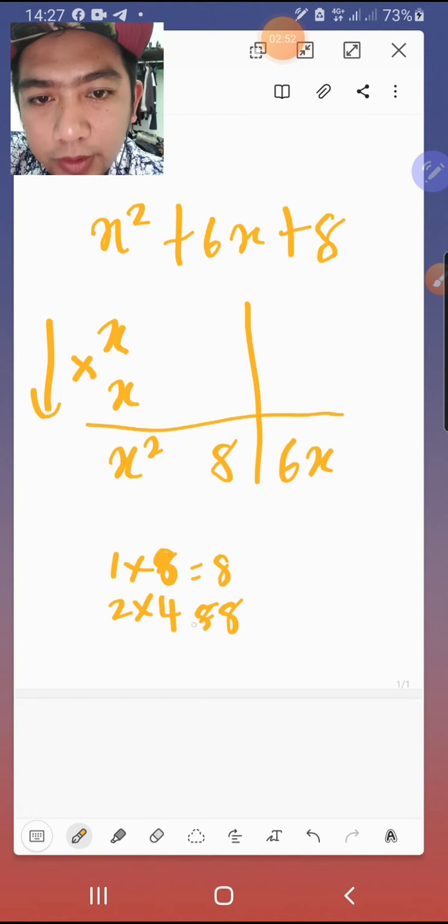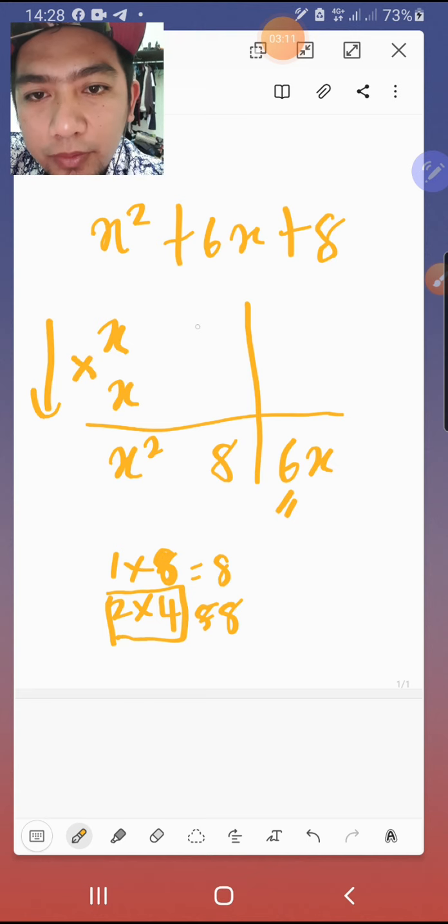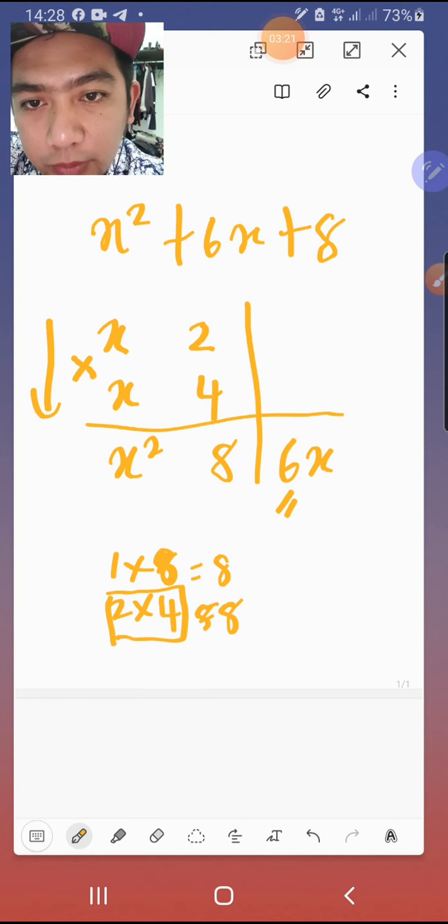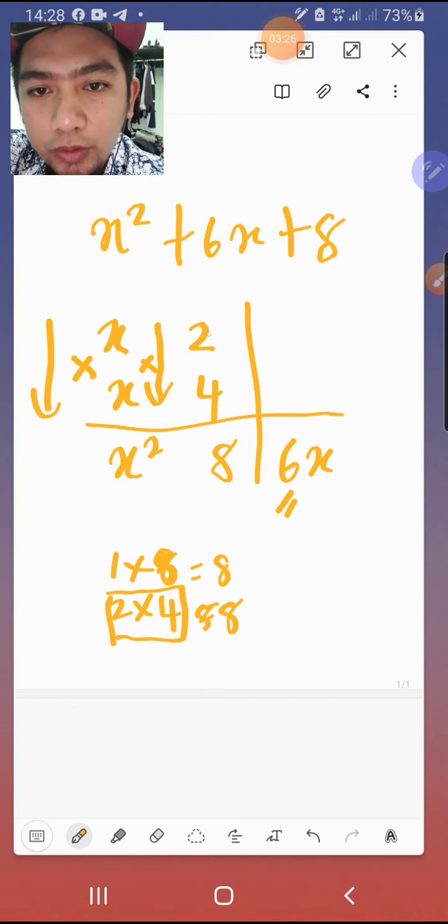Tapi you kena consider these two number. Which one yang ada kemungkinan untuk you dapat number 6? This one. So of course you akan pilih this one, 2 times 4. Mana-mana lah. 4 di atas pun boleh. Number 2 di atas pun boleh. So this one yang ke bawah ini, make sure dia darab. So 2 times 4 is equal to 8.